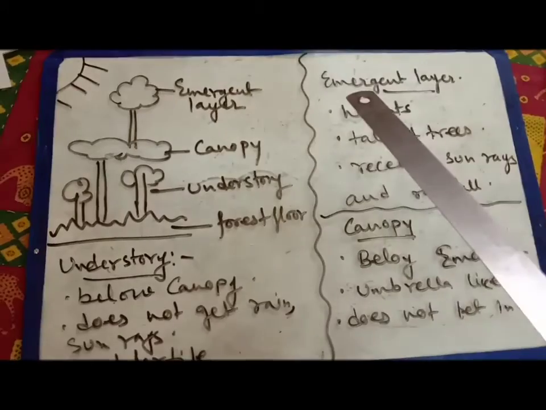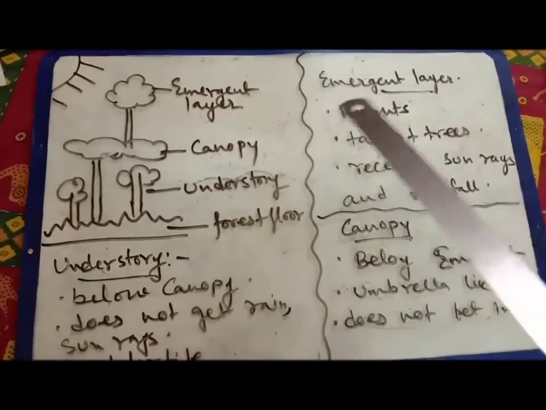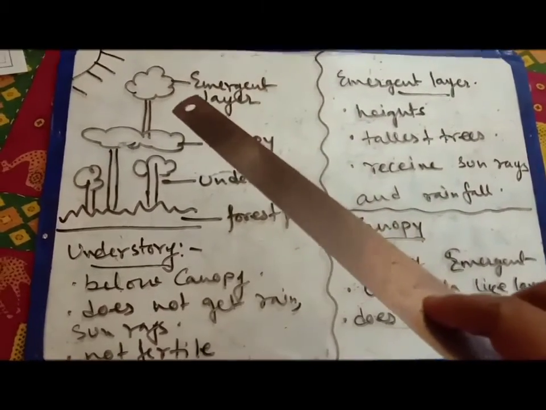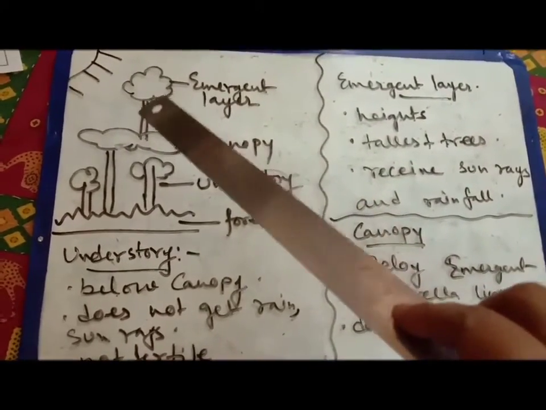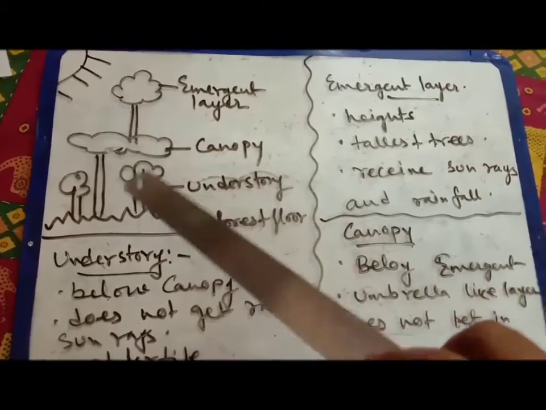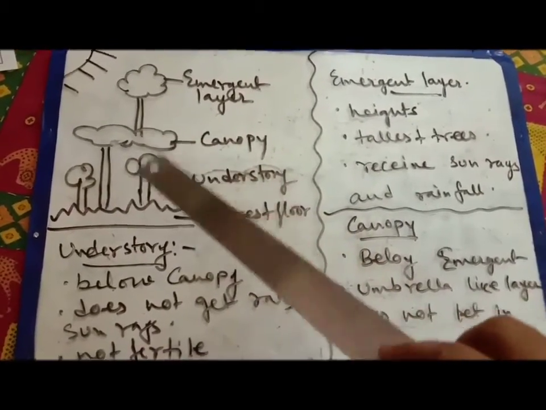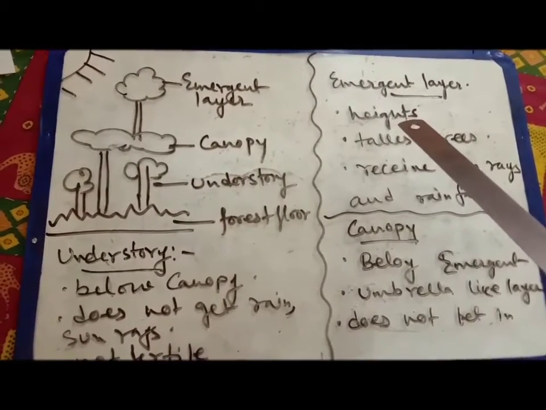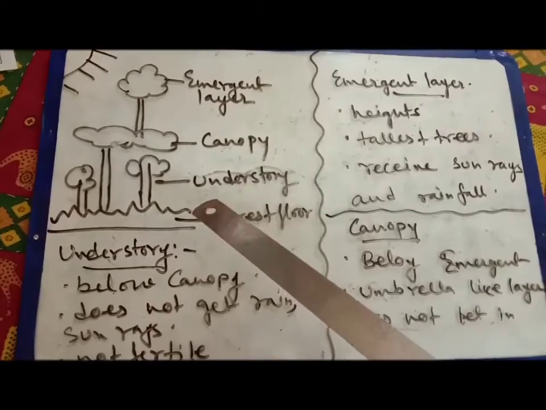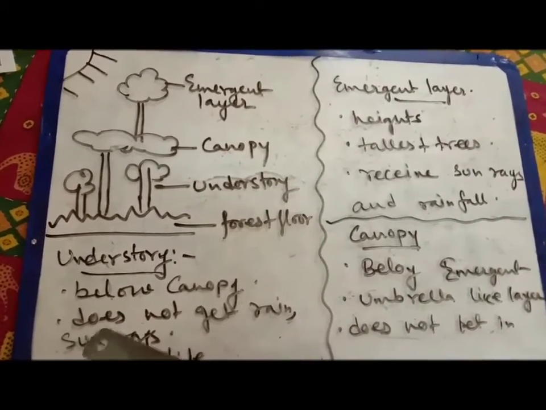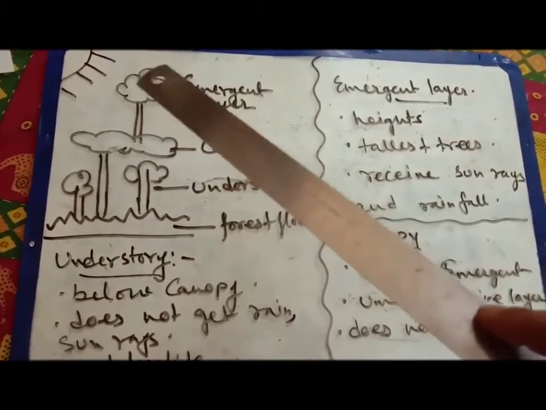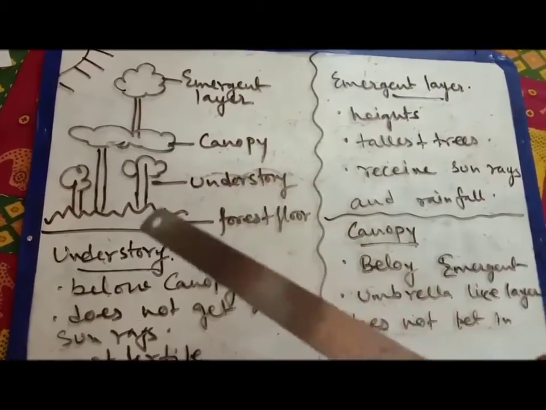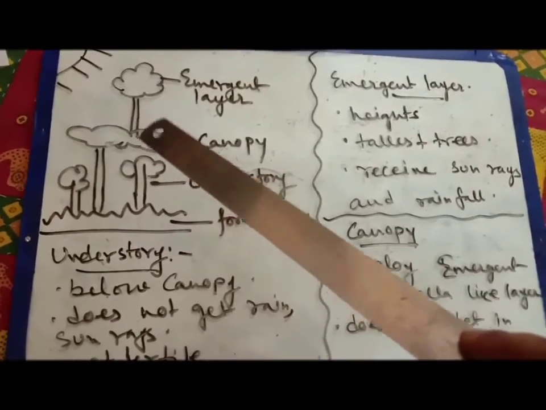First I have written the emergent layer. So what is this emergent layer? Here I have drawn the emergent layer, the tallest one. The trees should have a good height, so here I have written height. What does it mean? The trees in this layer grow to such heights that their crowns, meaning the tops, rise above all. These trees have a very good height.